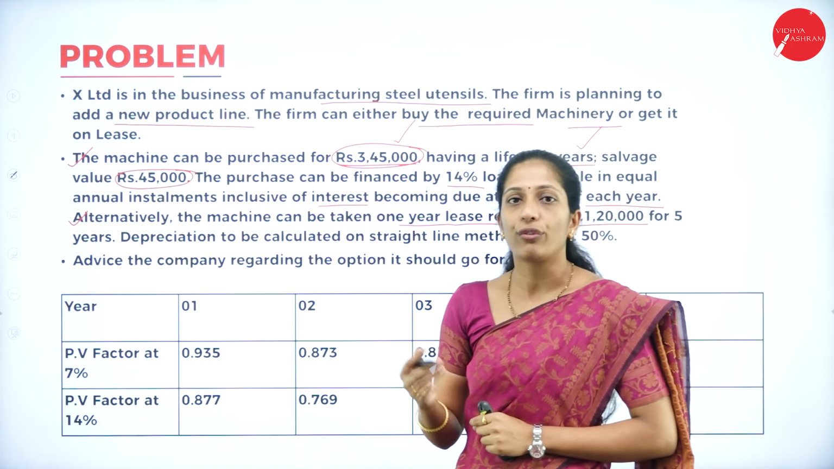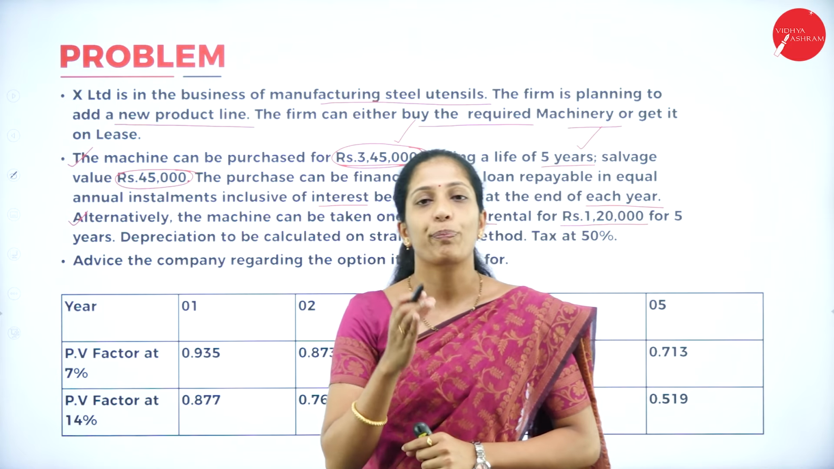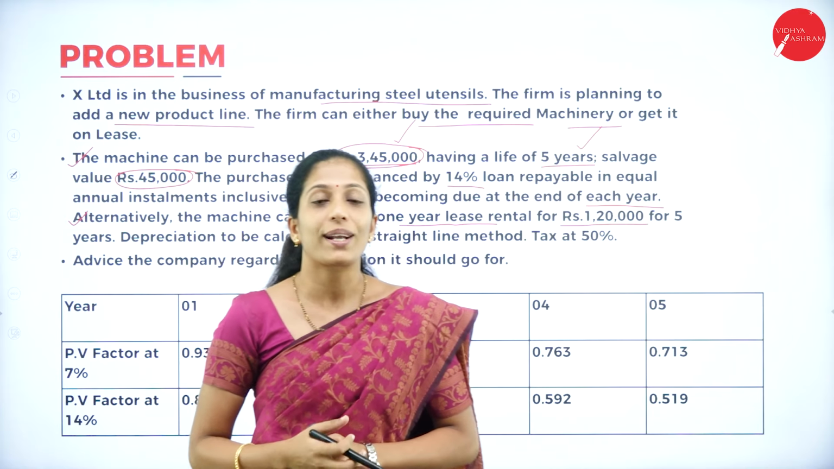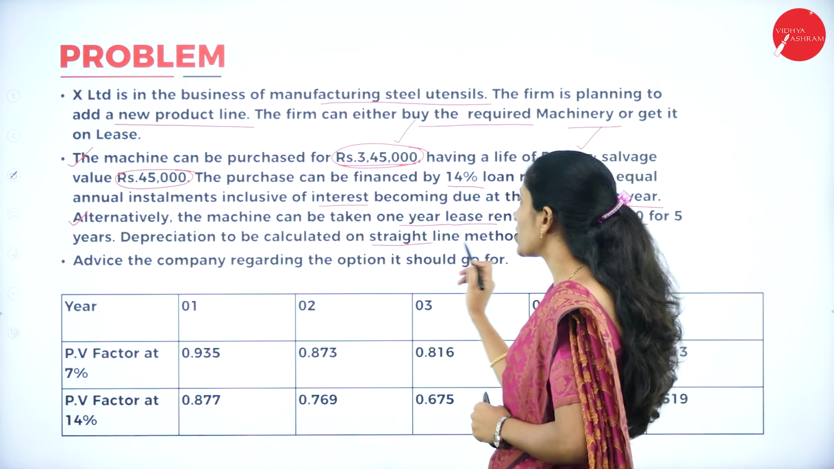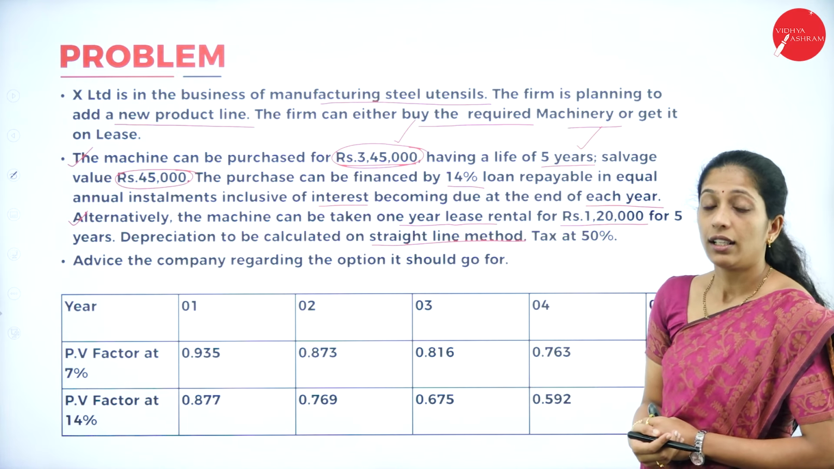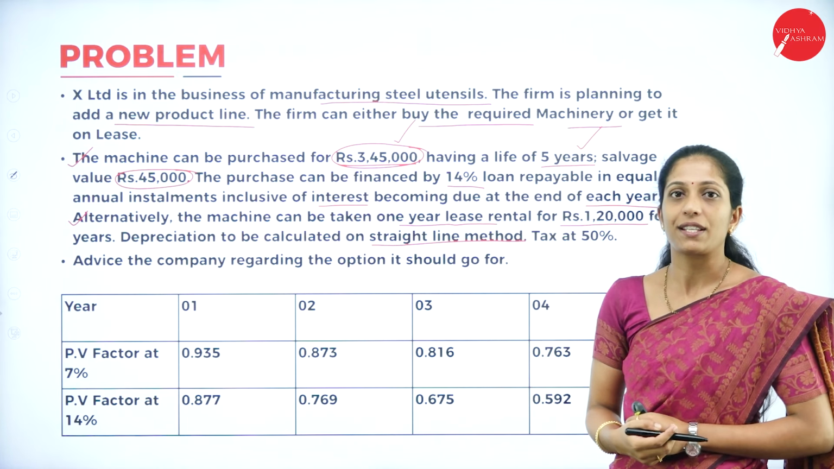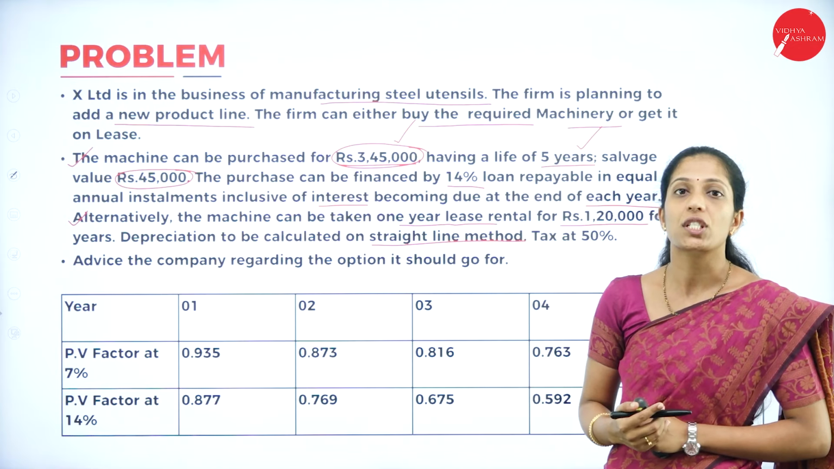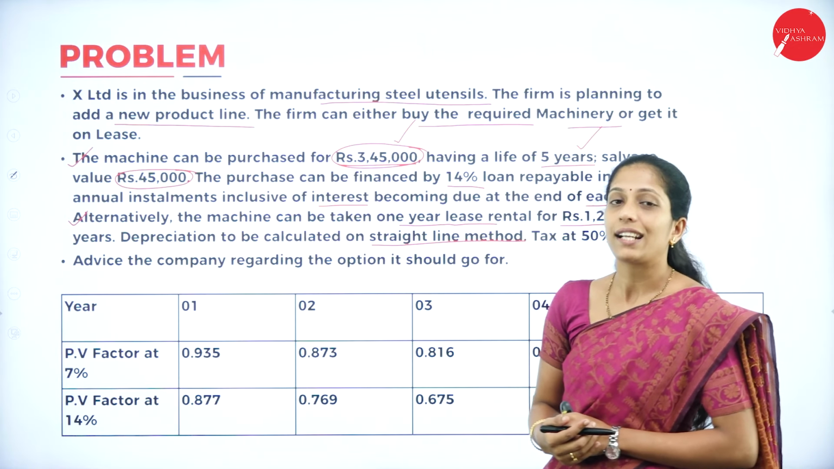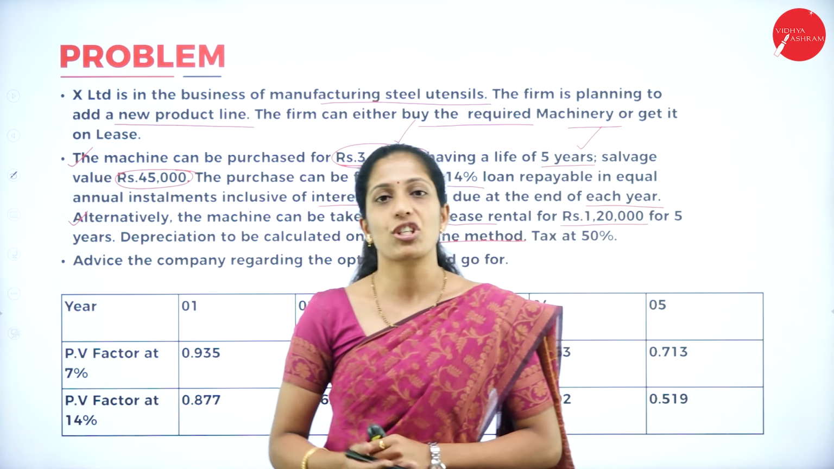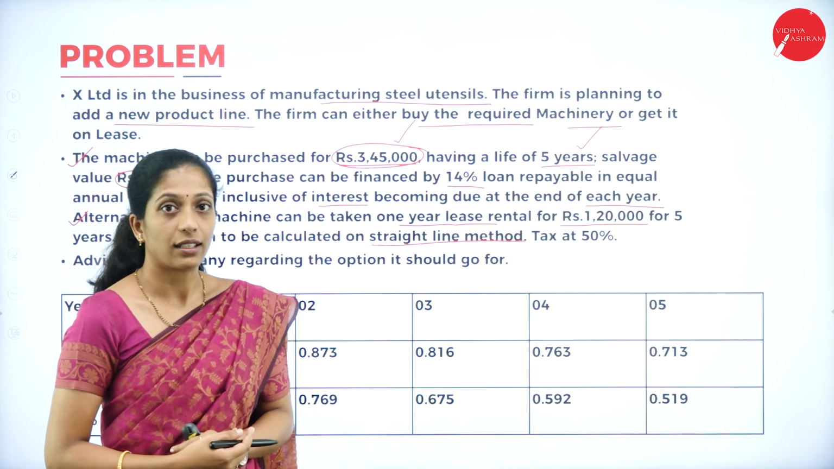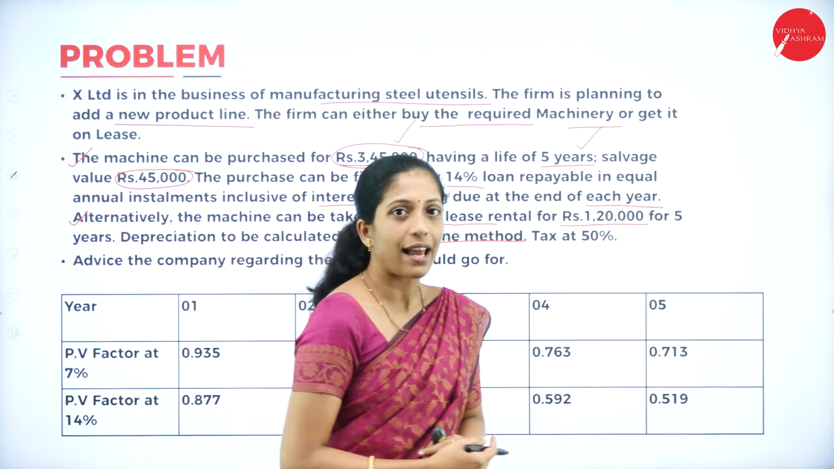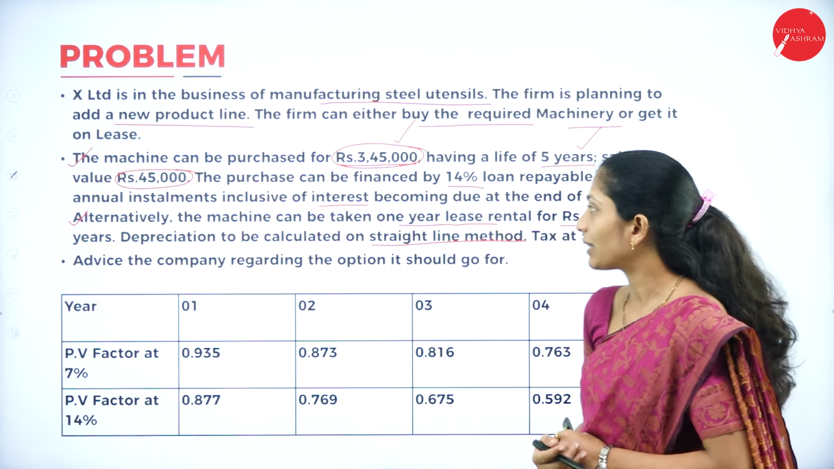Now if they want to go for lease financing, then they have to pay the lease rental of 1,20,000 each year for 5 years. Depreciation is to be charged at straight line method. Here we have to calculate the depreciation on the asset on the basis of straight line method. You know, there are two methods to calculate depreciation. One is straight line method, other one is written down value method. So here depreciation is calculated on straight line method.